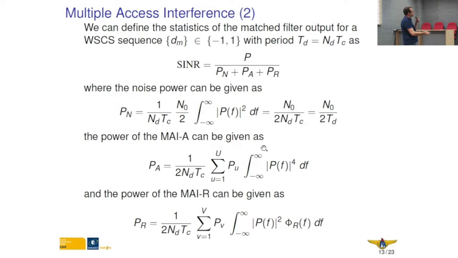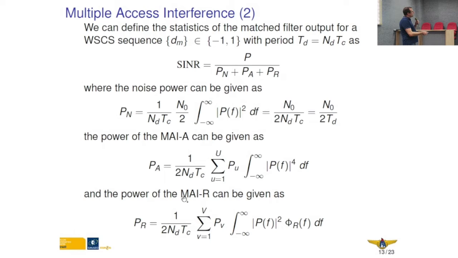For the power of the intra-system interference, we end up with this formulation, where P_A is the sum over all these users, all the other satellites that use the same signal as the satellite of interest we're looking at. Then we have this cross power spectral density of the received and model signal, and that's why we have this power of 4.